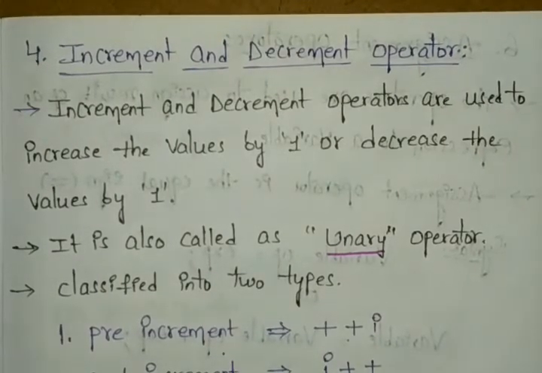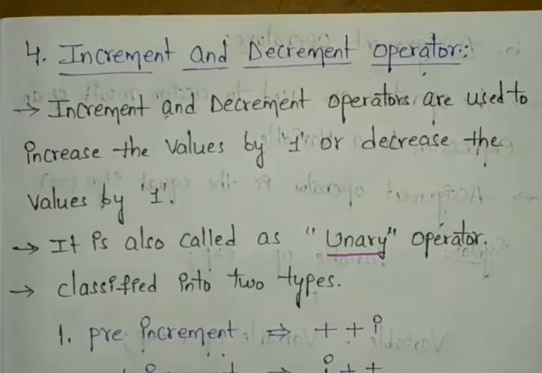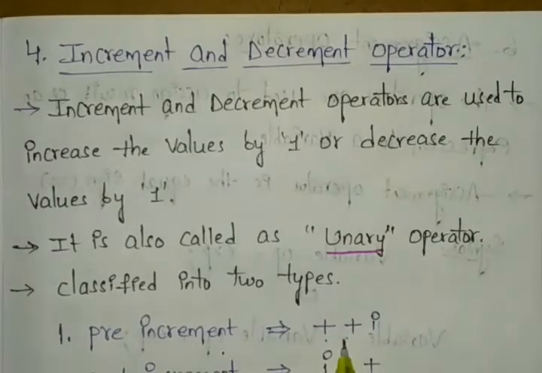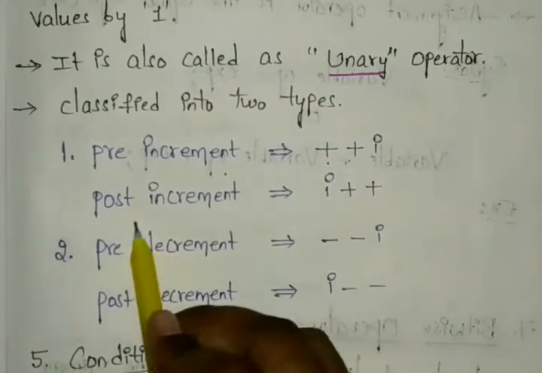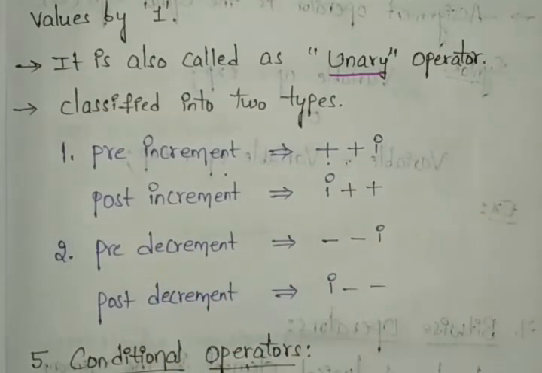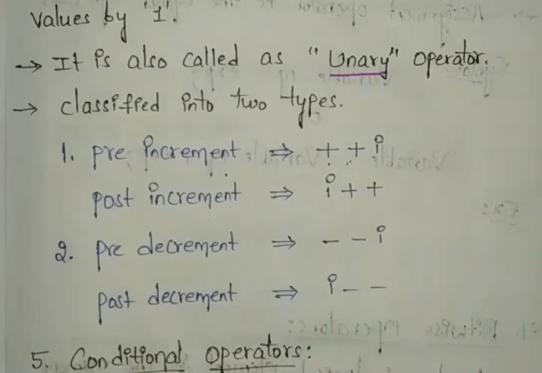These are classified into two types. Pre-increment: pre means we do the increment process before, written as plus plus I. And post-increment: post means we do the increment process after, written as I plus plus.